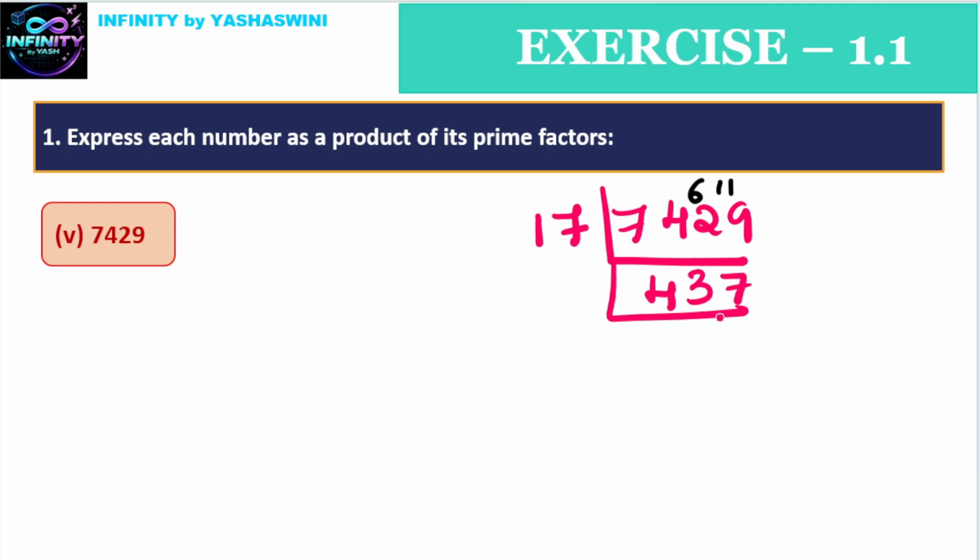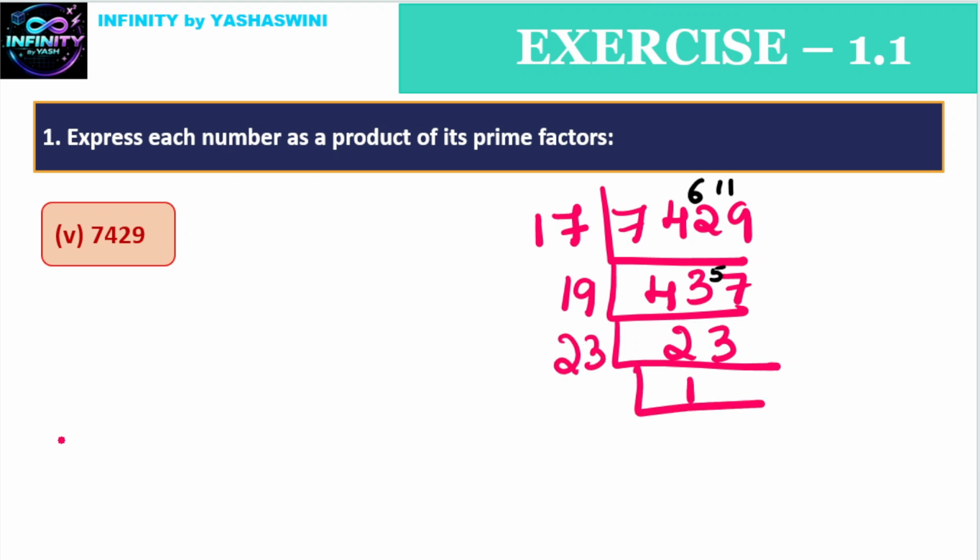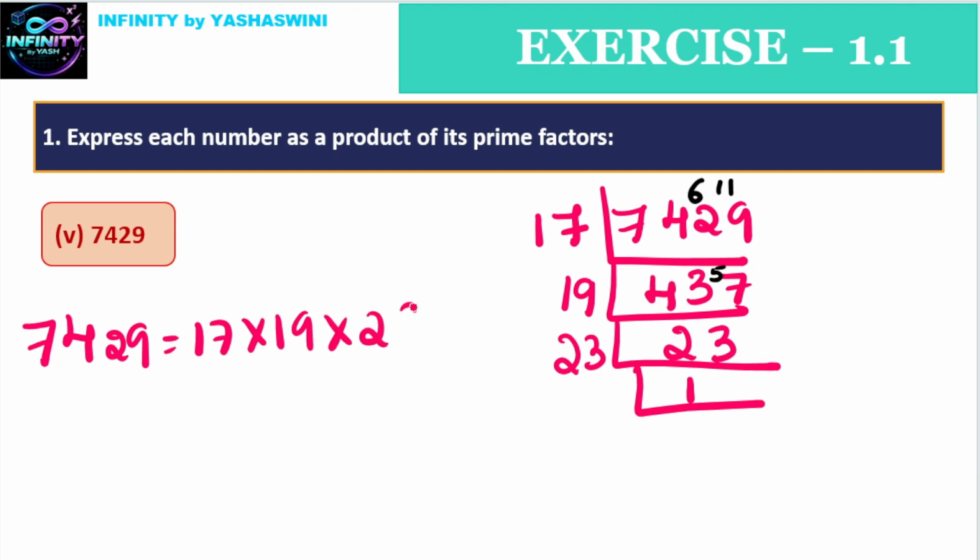Then 437 is divisible by 19. 19 2 time is 38. 43 minus 38 is 5. Now it becomes 57. Now 19 3 time is 57. Now 23 comes. 23 is a prime number, so 23 one time is 23. Now we can express 7429 as 17 into 19 into 23.